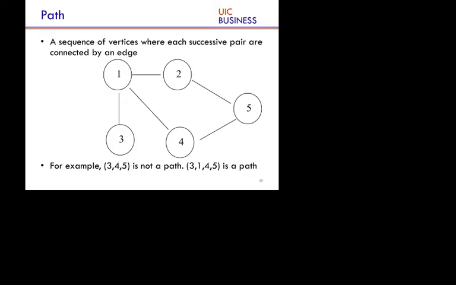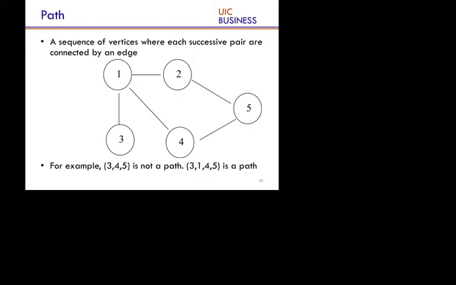So to be more clear, what is a path? A path is just a sequence of vertices where each successive pair are connected by an edge. For example, here a path can be 1, 4, 5, 2. In this case, a sequence of vertices, right? 1, 4, 5, 2, such that each successive pair, so 1, 4, 4, 5, 5, 2, are connected by an edge. So 1, 4 is connected by an edge, 4, 5 is connected by an edge, 5, 2 is connected by an edge, right?